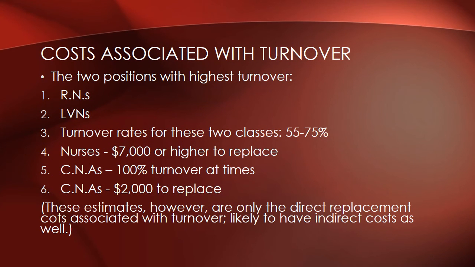Going back to some of the costs associated with turnover, the two positions with the highest turnover are RNs and LVNs. Turnover rates for these two classes, again, are 55 to 75%. It costs on average $7,000 or higher to replace a nurse. C.N.A.s have very high turnover, about 100% in some facilities in some regions. It costs about $2,000 to replace a C.N.A. These are some of the direct replacement costs. We're going to talk in a little bit about the indirect costs associated with turnover as well.